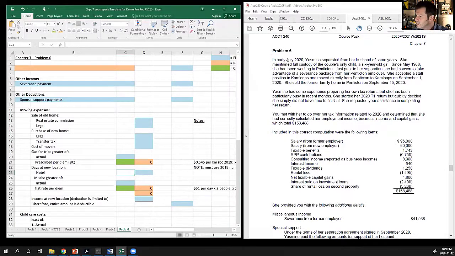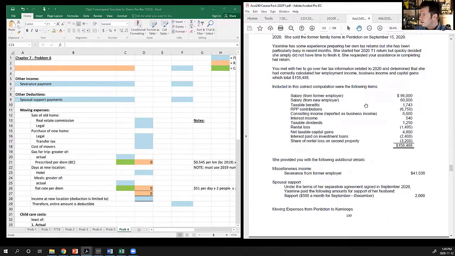She has some experience preparing her own tax returns, but she has been particularly busy in recent months. She started her 2020 T1 return, but quickly decided that she simply didn't have time to finish it. She wants you to help her. Okay, you're the tax preparer here, no problem. So you go over some tax information with her from 2020, and you determine that she has correctly calculated the employment income, business income, and capital gains. They are totaled in the table over here to the right.